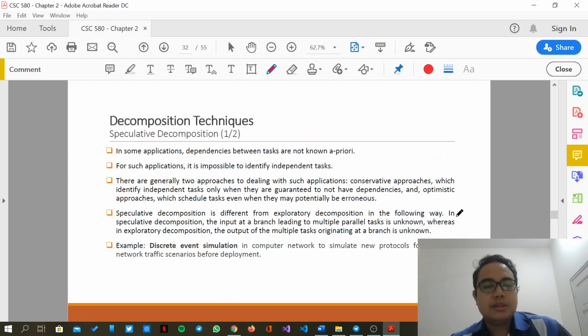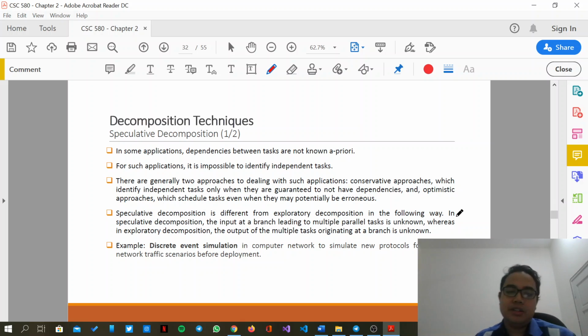Right? So then speculative decomposition. Speculation. Okay, pernah dengar tak speculation? In some application, dependencies between tasks are not known a priori. Maksudnya dependency interaction A ni kita tak tahu dia akan interact dengan B ke, C akan interact dengan D ke. So for such application, it is impossible to identify independent tasks. Okay. So yang ni kita kena buat apa? Kita kena speculate dia punya decomposition.